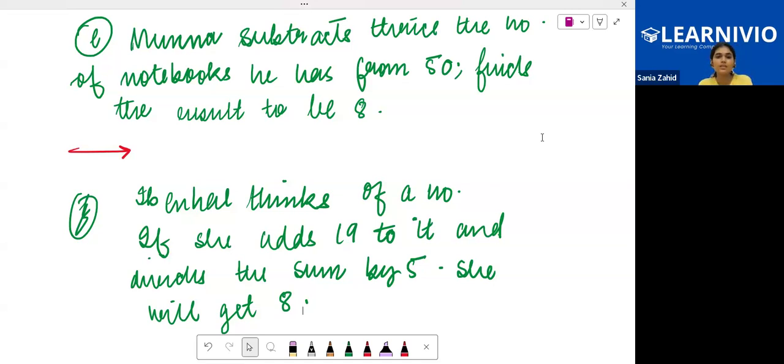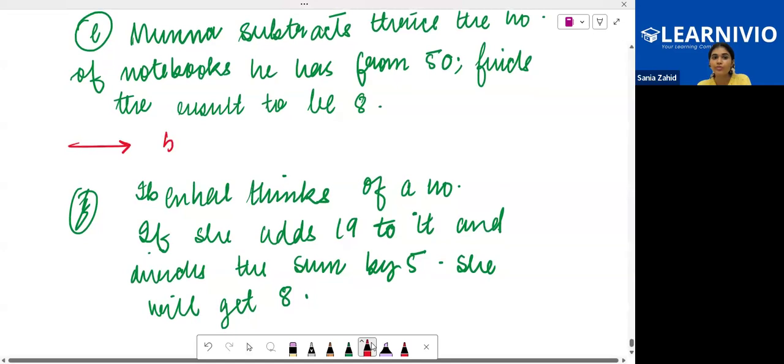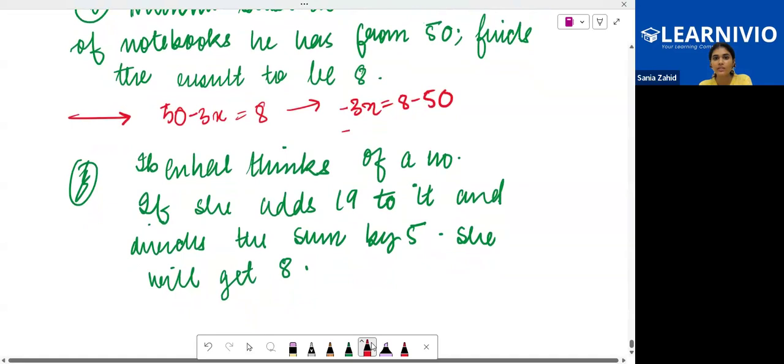Okay, let's discuss. First we have Munna subtracts thrice the number of notebooks he has from 50. So 50 minus thrice the number of notebooks, which will be 3x, and he gets 8. Is this your equation, both of you? Yes, ma'am. Okay, how will we solve it? Minus 3x will be left here. We will have 8 minus 50. So here we will get 3x is equal to minus 42. Minus and minus will become plus. Then x will be equal to 42 by 3. So x is 14. Are you getting 14?